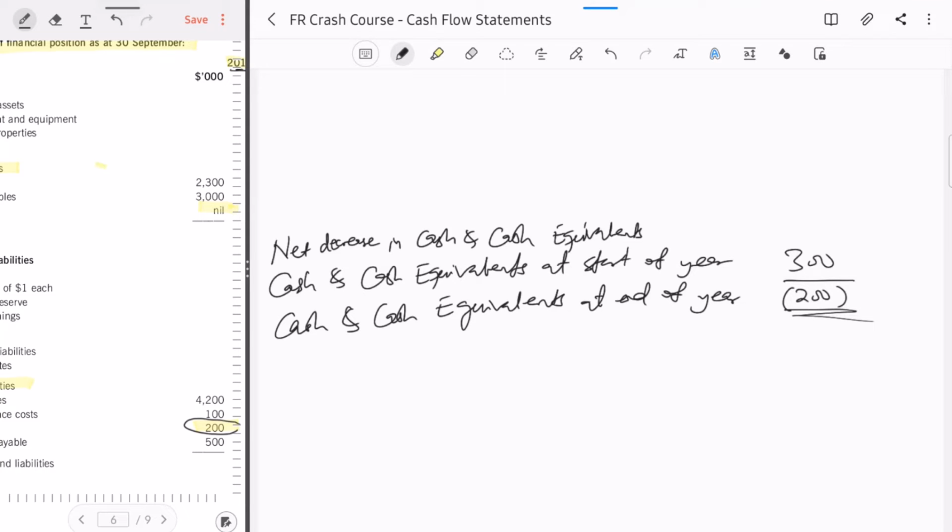Let's do the math, right? If I want to find out how much I've decreased by, it will simply be what? Let's do a quick working here. My year end is minus 200, minus year start of 300. That'll give me minus 500. So my net decrease will be negative 500. It means it must have fallen by 500 for me to move from positive 300 to negative 200.